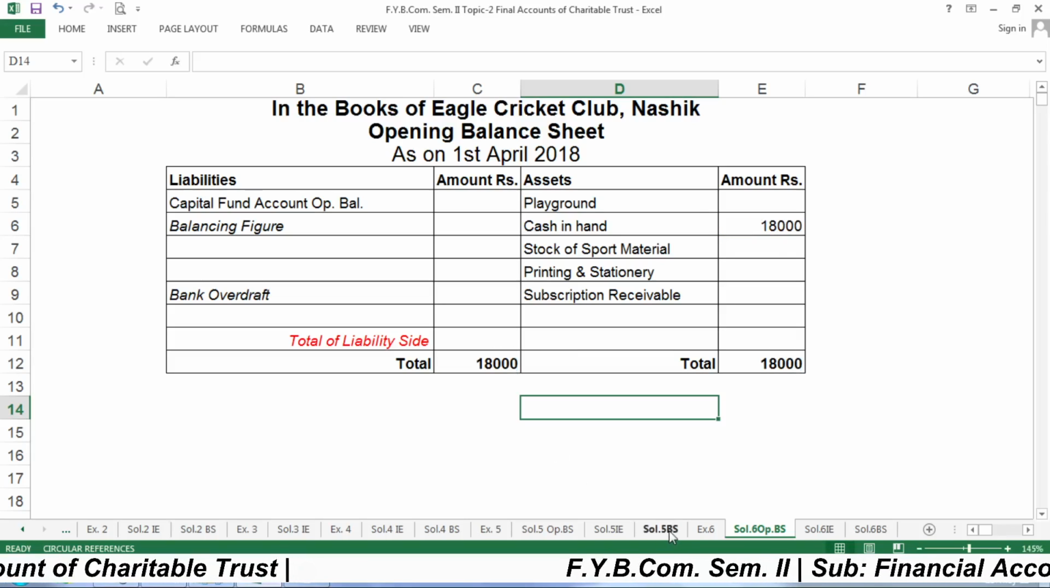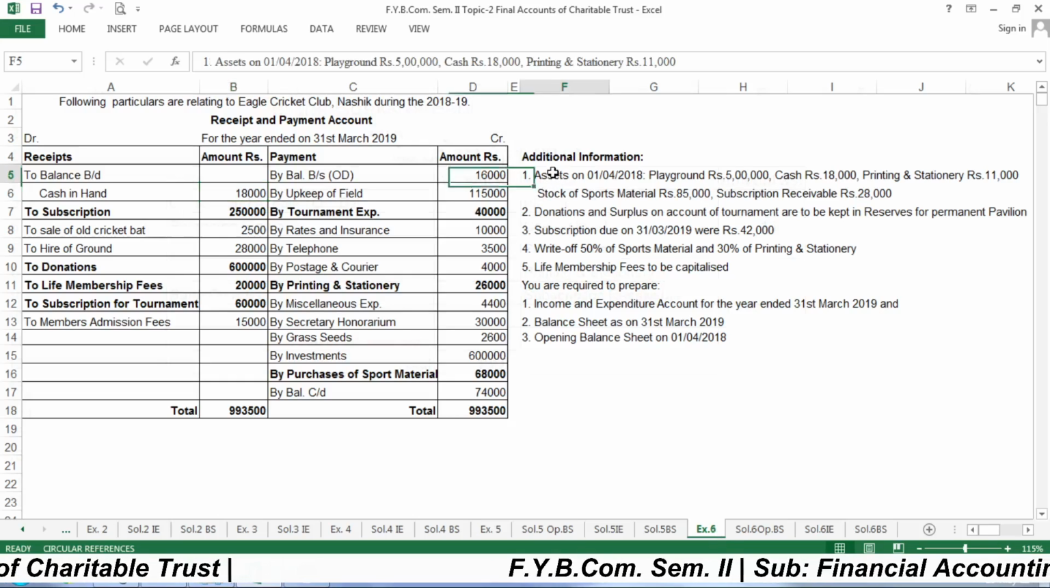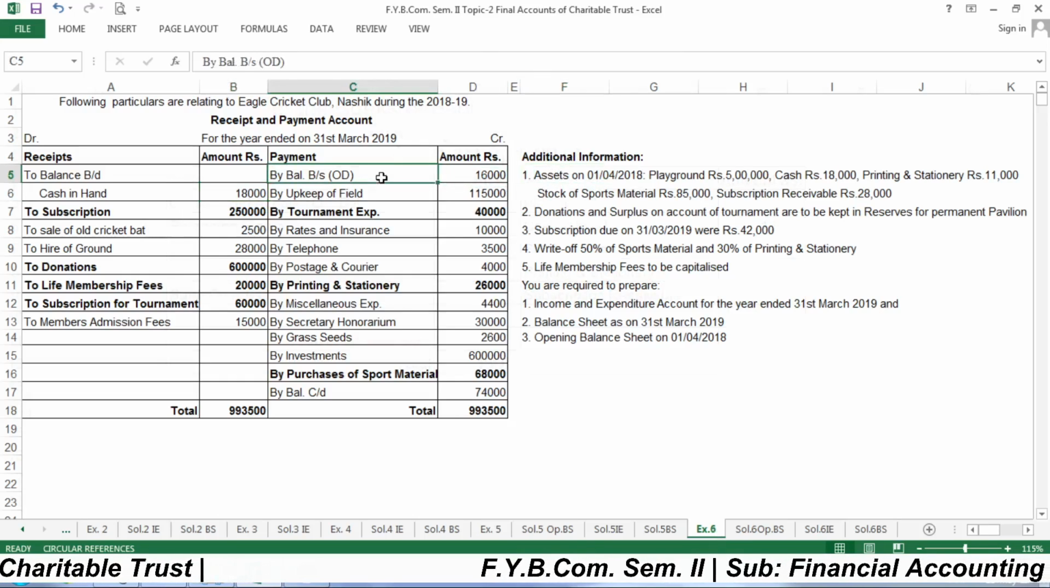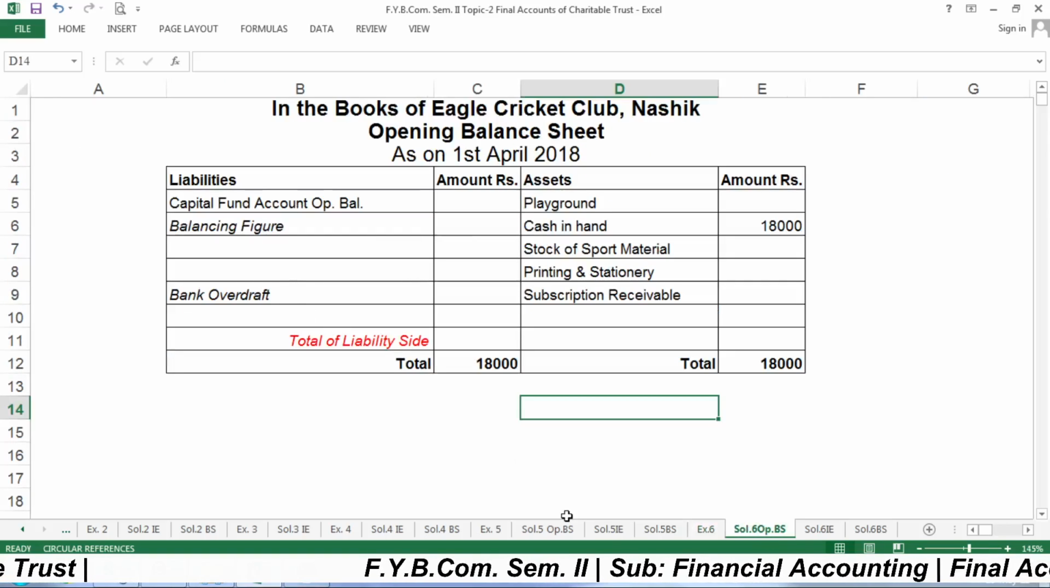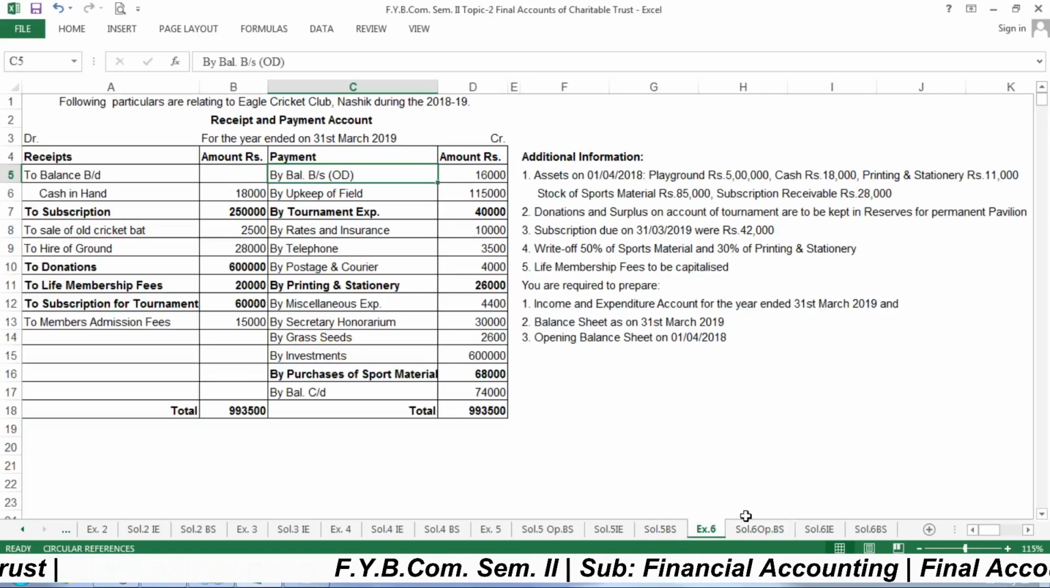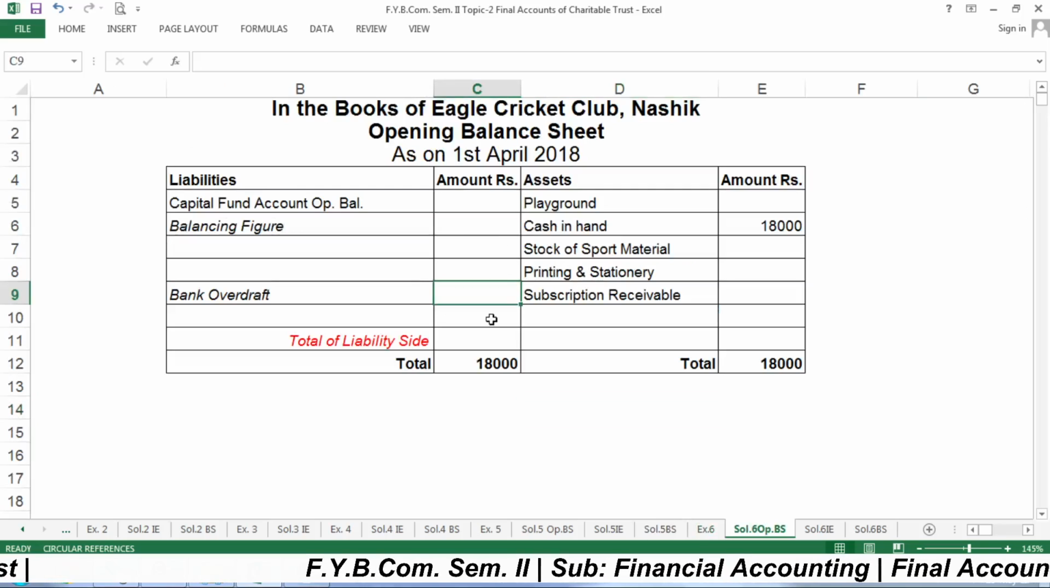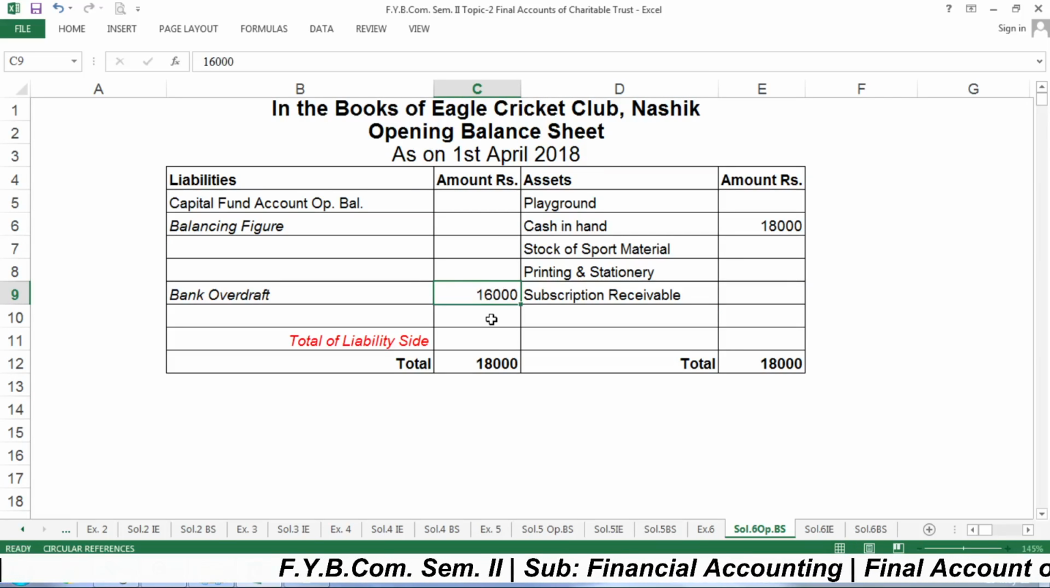After that, we have another item over here. Another liability on the credit side, that is balance of cash, but which is a credit balance. That means it is a bank overdraft, so it has to be reflected on the liability side. That is an amount of rupees 16,000. So here, bank overdraft of rupees 16,000.